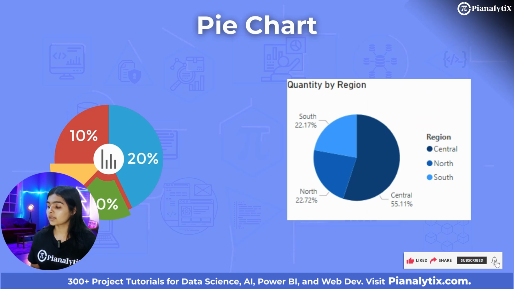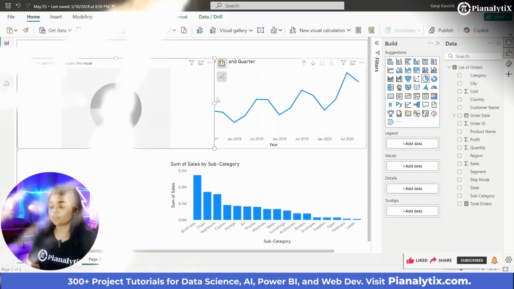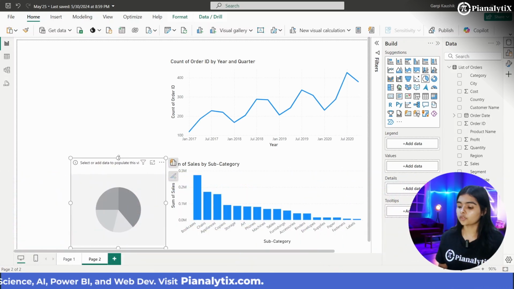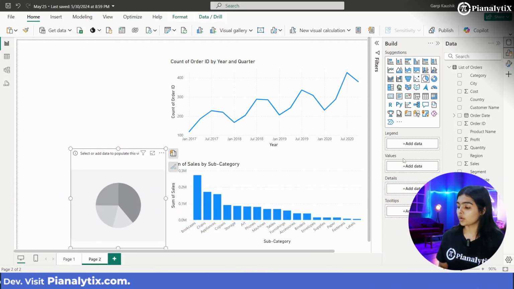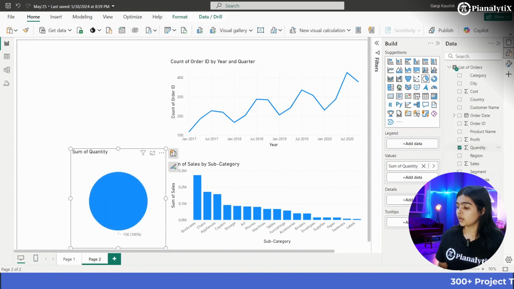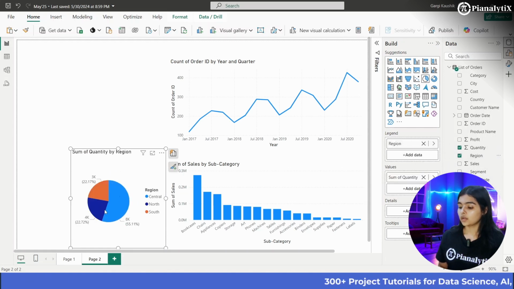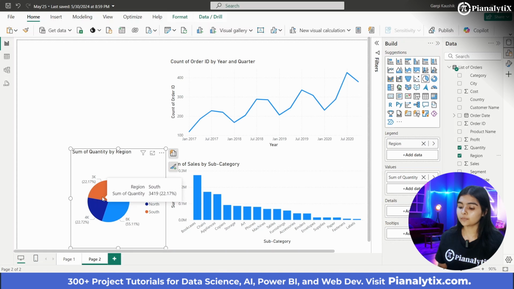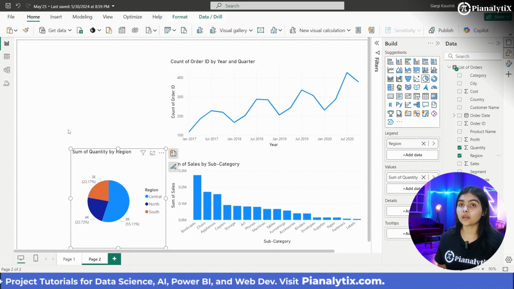Now the third visual, which I think again is very important, would be the pie chart. Now pie charts are important for looking at compositions. What I mean by compositions are basically parts of a whole. So let's say we want to look at quantity by the region. Now it's very clear how you can interpret it: 55.11% of the total quantity sold were sold in the central region, and then 22.17% of products were sold in the south region out of the total sales. This is how you can interpret a pie chart.